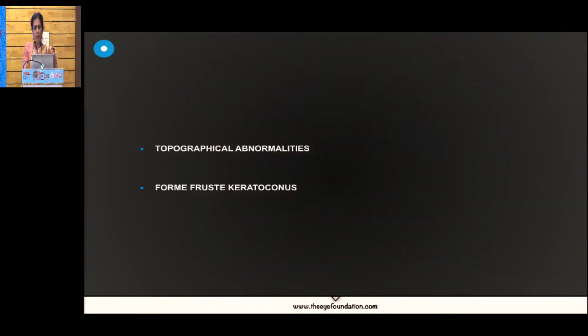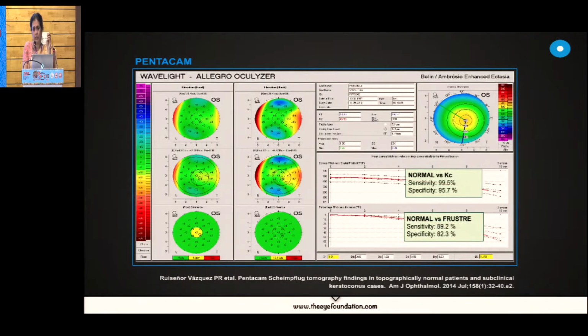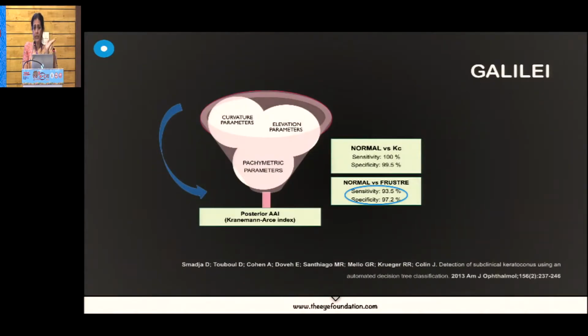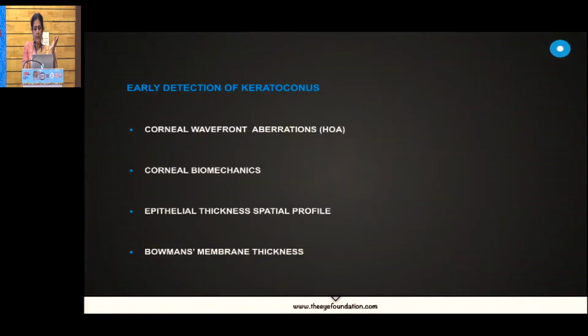But then, as of now, yes, looking up and picking up those tiny topographic clues and looking at which could be a form fruste keratoconus, looking at overall D, which is something so important. You just stop dead. Do not take up these cases. And then, of course, Galilei came forward. It actually was able to differentiate between normal and form fruste even better than a Pentacam display.